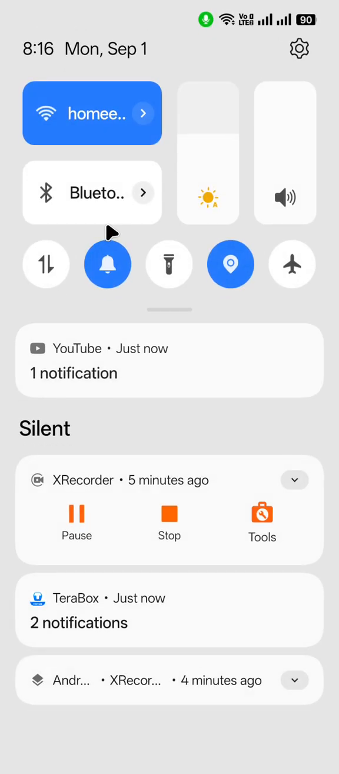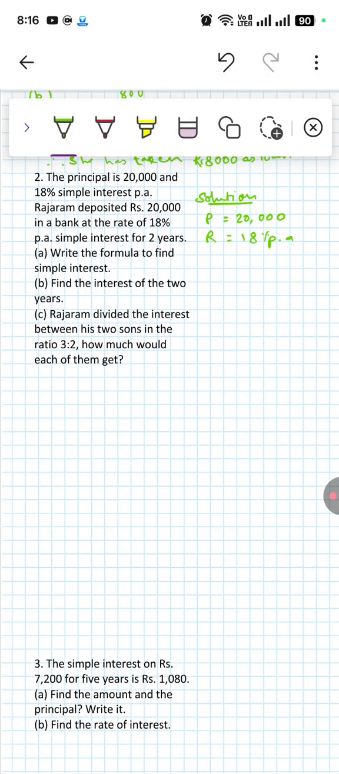Rajaram deposited rupees 20,000 in the bank at the rate of 18% per annum as simple interest for 2 years. Time is also given there, 2 years. Time is given in years, no issue, no need to convert. Write a formula to find simple interest. So the first question that we are doing, to find out simple interest, we will use interest is equal to PTR by 100. That's done.